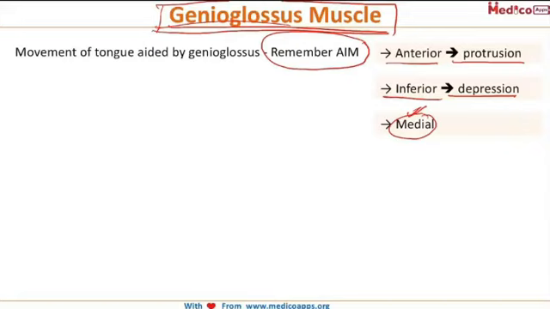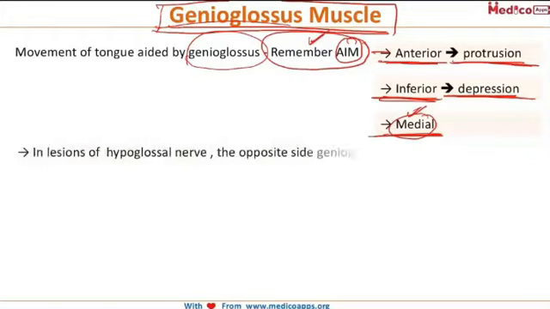So the movement of the tongue is aided by the genioglossus muscle, and to remember its function, remember the mnemonic AIM. A for anterior movement, that is protrusion of the tongue, I for inferior movement, that is the depression of the tongue, and M for medial movement, that is towards the center portion, that is towards the opposite side.